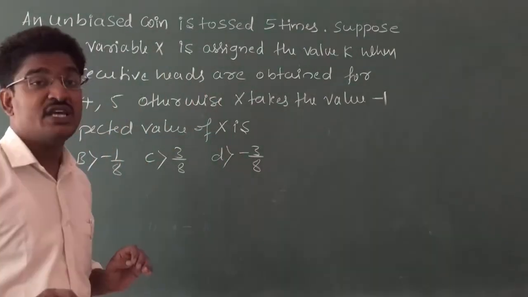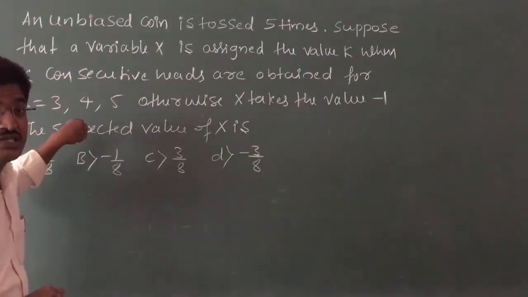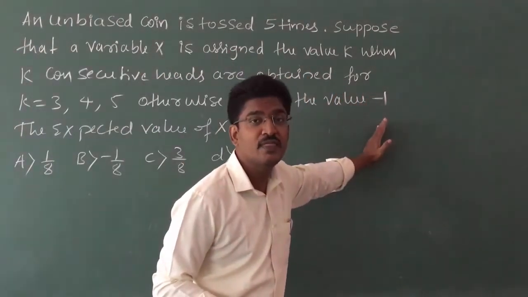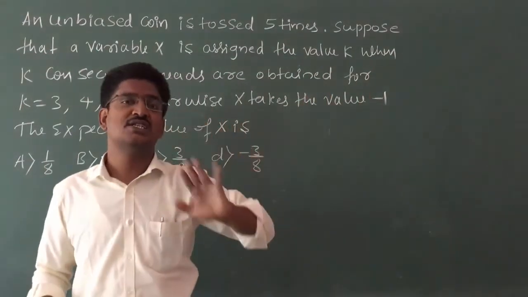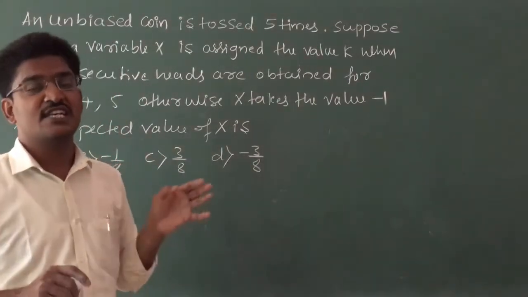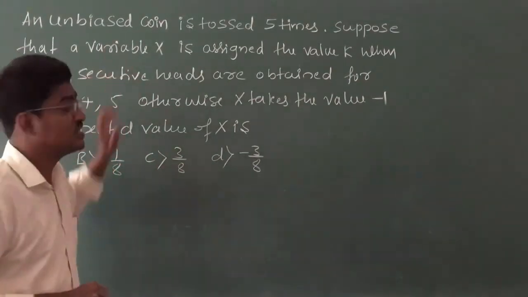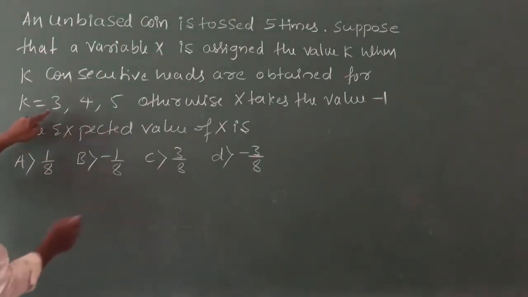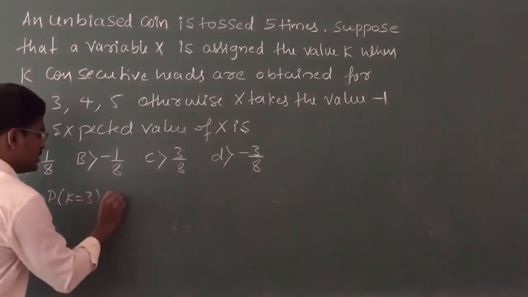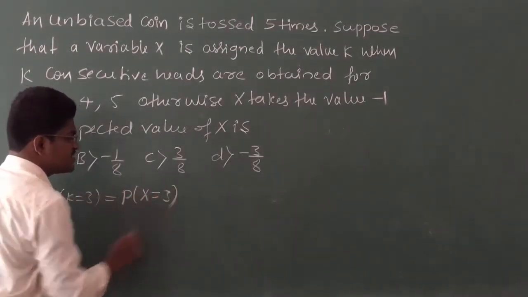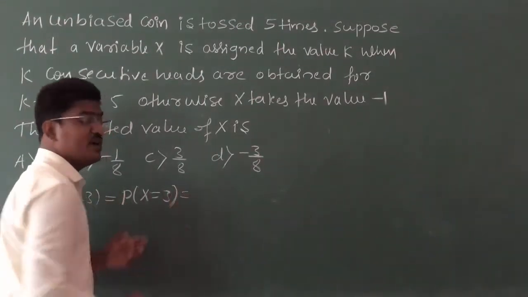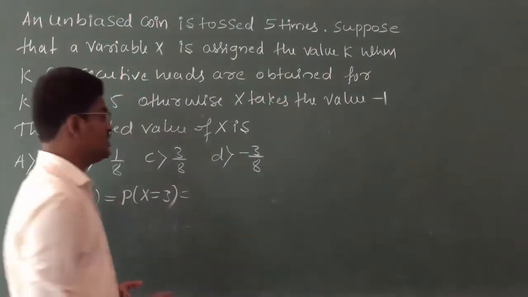Next, another one is, if this does not happen, then your variable will be -1. Please understand this, because he is expecting the expected outcomes when the given conditions happen. So now, P of x equal to 3 means the probability that the occurrence of 3 heads consecutively whenever the coin is tossed 5 times.